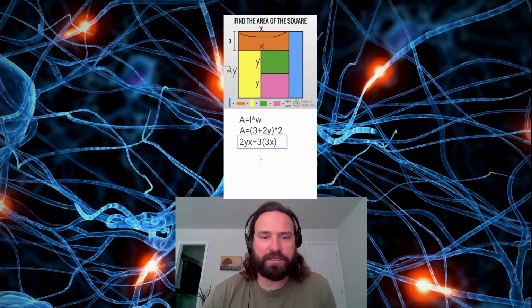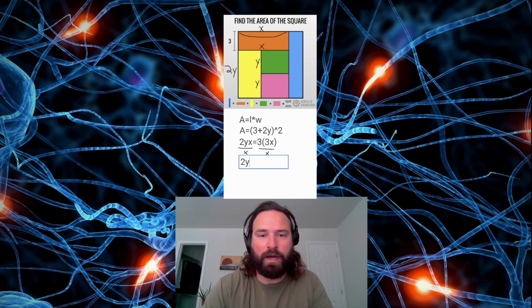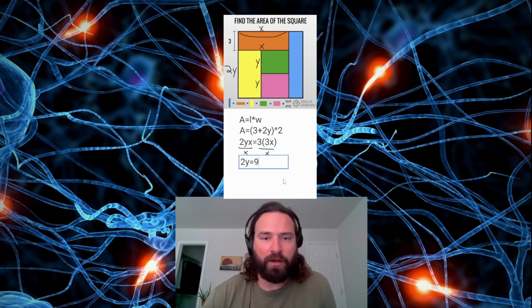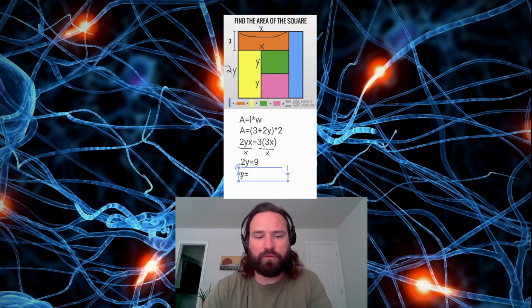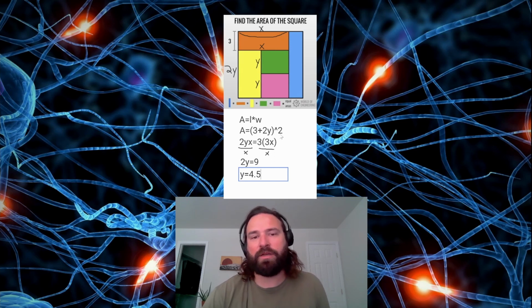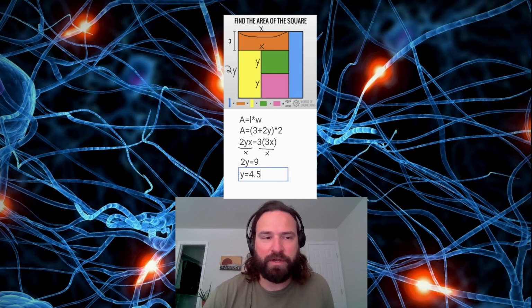And this is interesting because there's an x on both sides. And since there's an x on both sides, we can actually divide this equation by x on both sides, which is going to simplify this quite a bit and give us 2y equals 9. So now we can solve for y. All we have to do is divide by 2 on both sides, which is going to give us y equals 4.5. And I said at the beginning that all we needed for the area equation was our y value. Now we have it. We just have to plug it into the original equation. That should give us our answer.